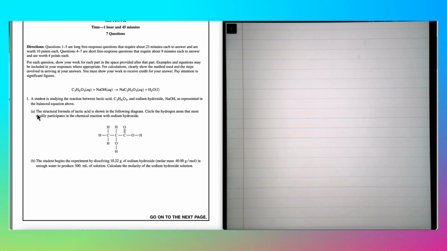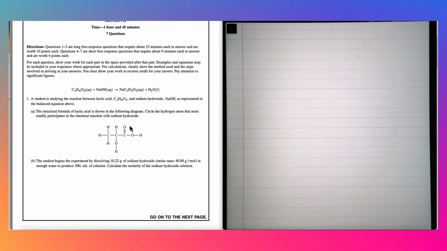Part A tells us the structural formula for lactic acid is shown in the following diagram. Circle the hydrogen atom that most readily participates in the chemical reaction with the sodium hydroxide. Now, sodium hydroxide is a very strong base. In water, it will fully dissociate into OH minus, and it can take one of the hydrogens here. Not the methyl one, okay? That's not where the acid-base reaction occurs. So you can totally ignore these 4 on the left.